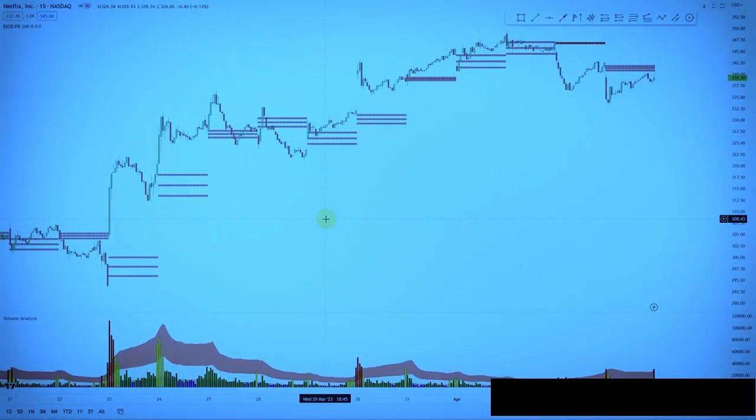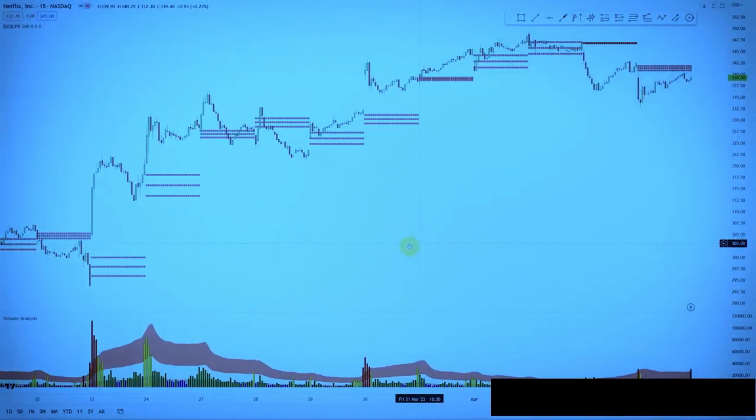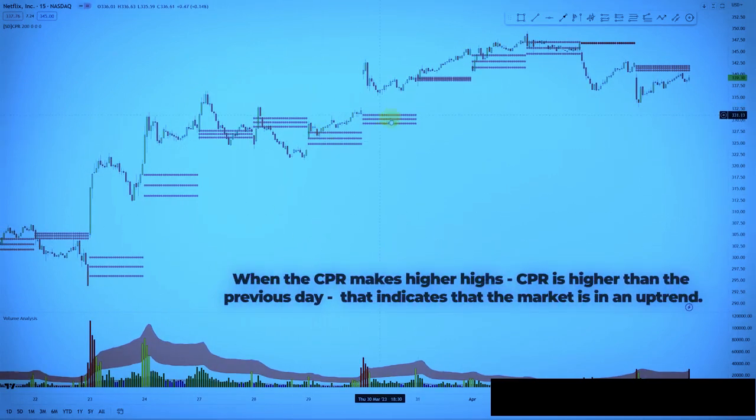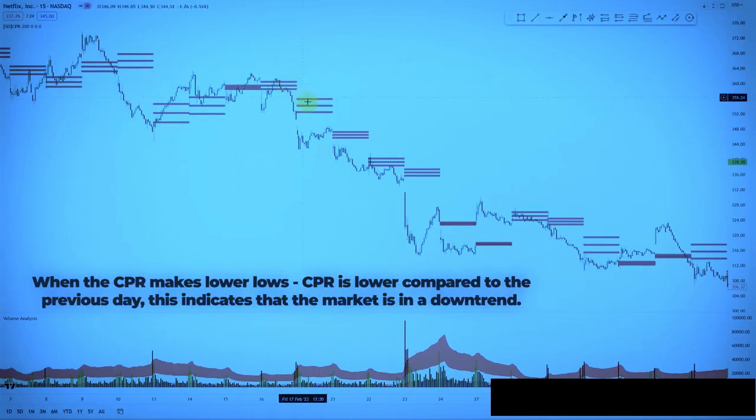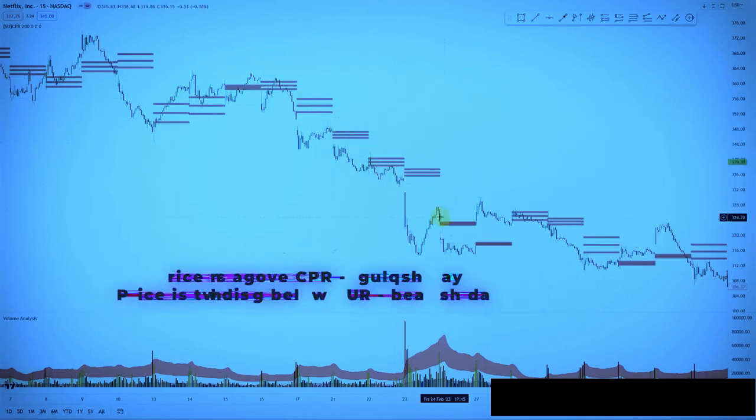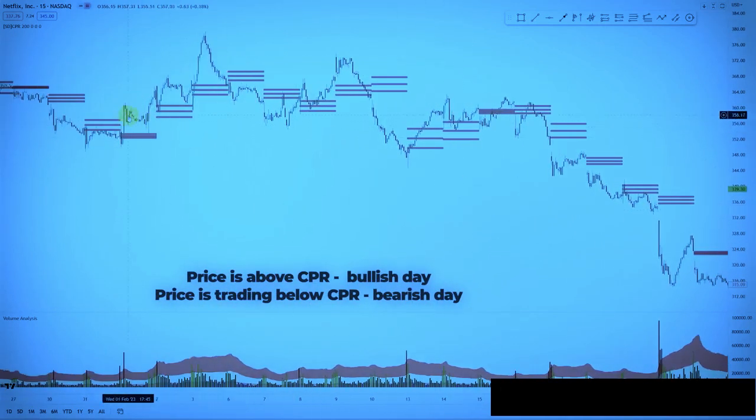So how to read the price action using the central pivot range? When the CPR makes higher highs, meaning the CPR is higher than the previous day, that indicates that the market is in an uptrend. When the CPR makes lower lows, is lower compared to the previous day, this indicates that the market is in a downtrend. As long as the price is above the CPR, it's generally known as a bullish day. And as long as the price is trading below the CPR, we are in a bearish day.